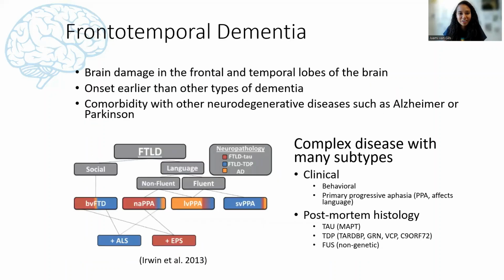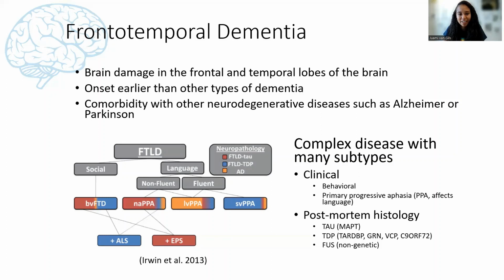Frontotemporal dementia is an early onset neurodegenerative disease which is caused by damage in the frontal and temporal lobes of the brain. It has a lot of comorbidity with other neurodegenerative diseases such as Parkinson, Alzheimer or ALS, for example. It's a very complex disease with many different subtypes. Clinically, it can be distinguished in a behavioral and a language component, whereas genetically it's often distinguished in a tau, a TDP and a non-genetic group.